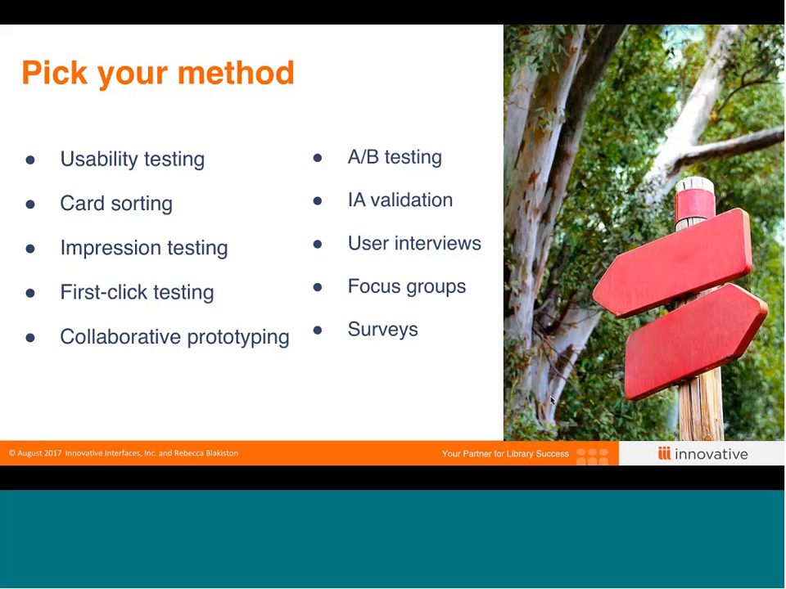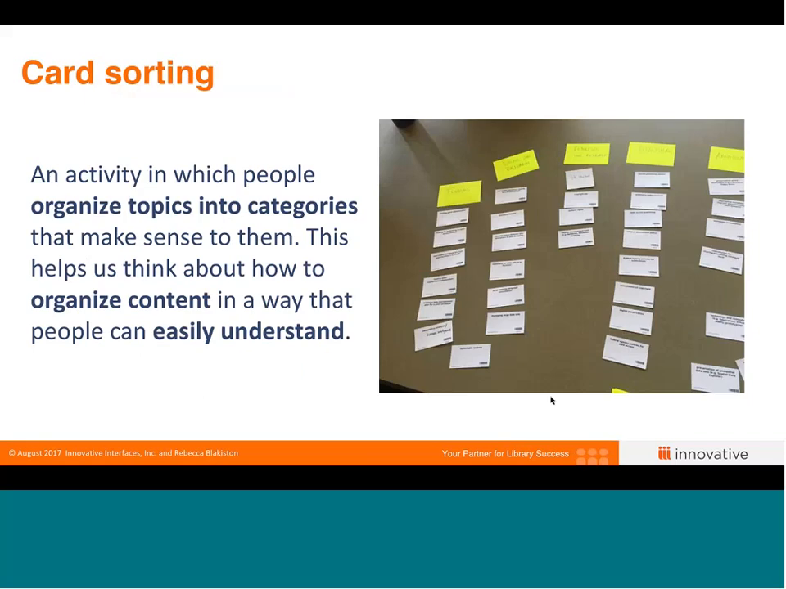Then there's user interviews, talking one-on-one with people, asking them open-ended questions, learning about their experience. Focus groups is like user interviews but in a group. And then surveys, I think everyone knows about surveys. So lots of different ways that you can gather input depending on what you're trying to do. But I'm going to talk about card sorting because this is an interesting one and something that can be used in a variety of contexts for different things and something that I have a lot of experience with. So I wanted to share some thoughts on that.